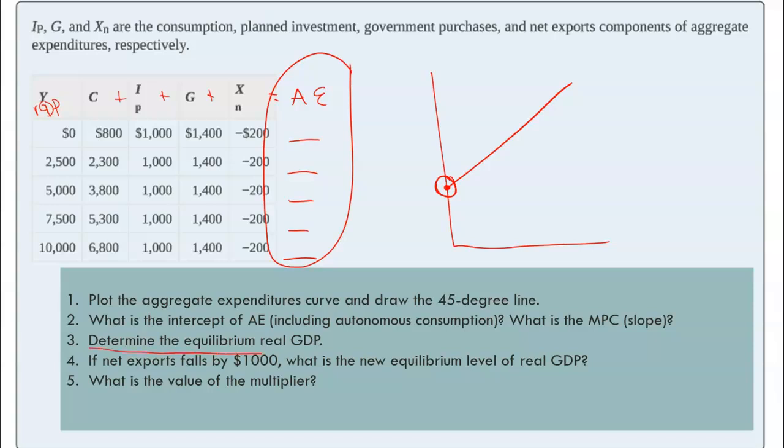Next, you're going to determine the equilibrium real GDP. This is where real GDP is equal to aggregate expenditures, where your curve crosses that 45-degree line.